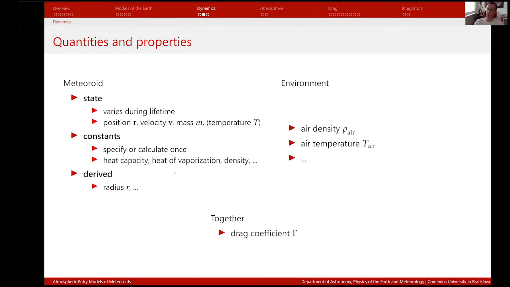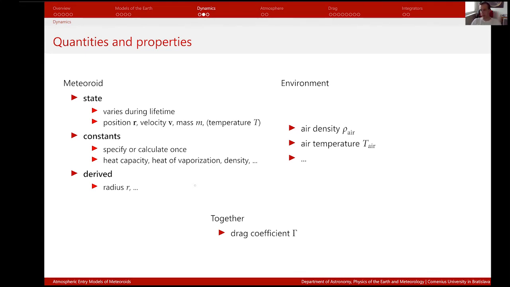Or if I'm really to get picky with what I'm doing, it is good to observe or determine the temperature profile across the entire radius of the body as well. And we have a few constants which can be specified or calculated only once for every meteoroid, such as heat capacity, heat of vaporization, density, shape factor, and so on. Although some of them are derived and can be used during calculations, I'm not storing them because they have to be recalculated from other of these quantities.